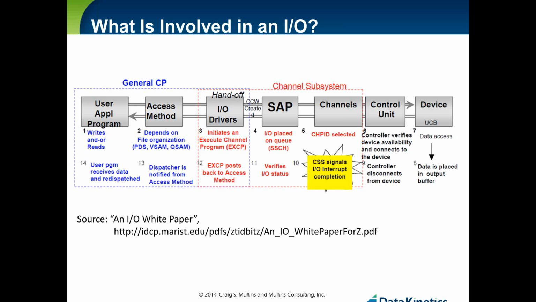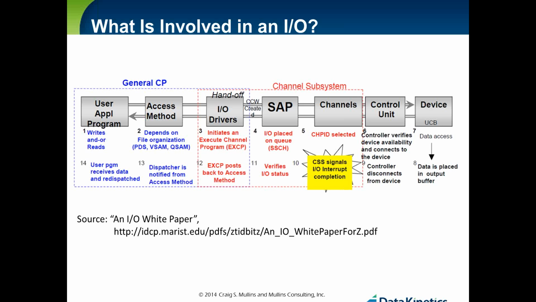I'll reference each number as I read through what's going on here. Number one, the user program begins an I/O operation. It issues an open instruction requesting either input or output of data using I/O instructions like get, put, read, or write. And it specifies a target I/O device. An I/O macro instruction invokes an access method that interprets the I/O request and determines which system resources are needed to satisfy that request.